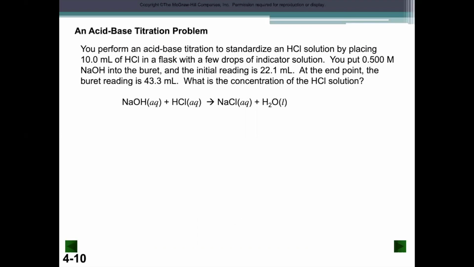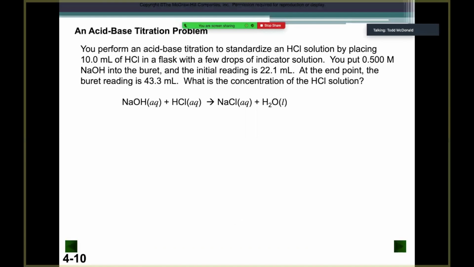All right, so here's the problem I'm going to work out with you, and this goes back to the lab data that I collected. You perform an acid-base titration to standardize an HCl solution. In other words, we're going to find the concentration of the HCl solution. We put 10 milliliters of our unknown concentration of HCl in a flask with a few drops of indicator solution. Our indicator was phenolphthalein. Then we used 0.500 molar sodium hydroxide in the burette.